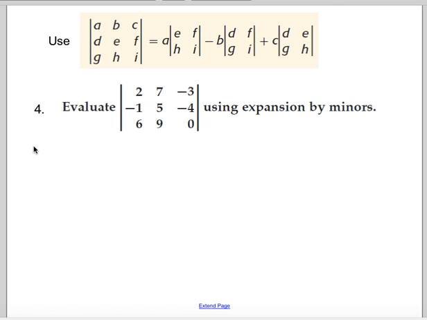So doing that, we've got this nice matrix here. So I'm going to write it out. The first row, I'm going to write down 2, and then minus 7, and then plus a negative 3 times something. So what goes in here? Well, we're going to set those up.